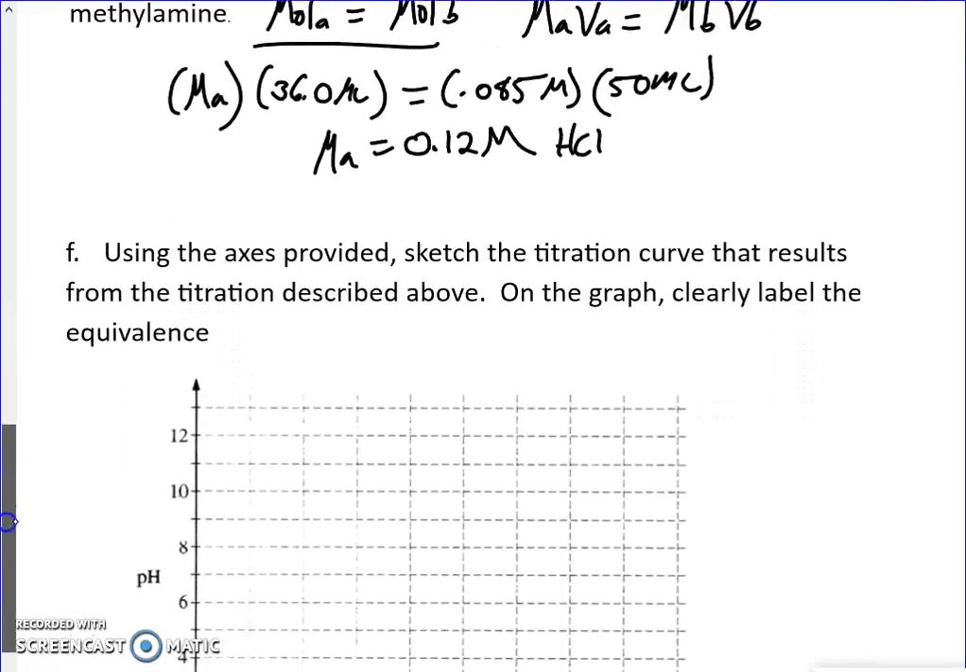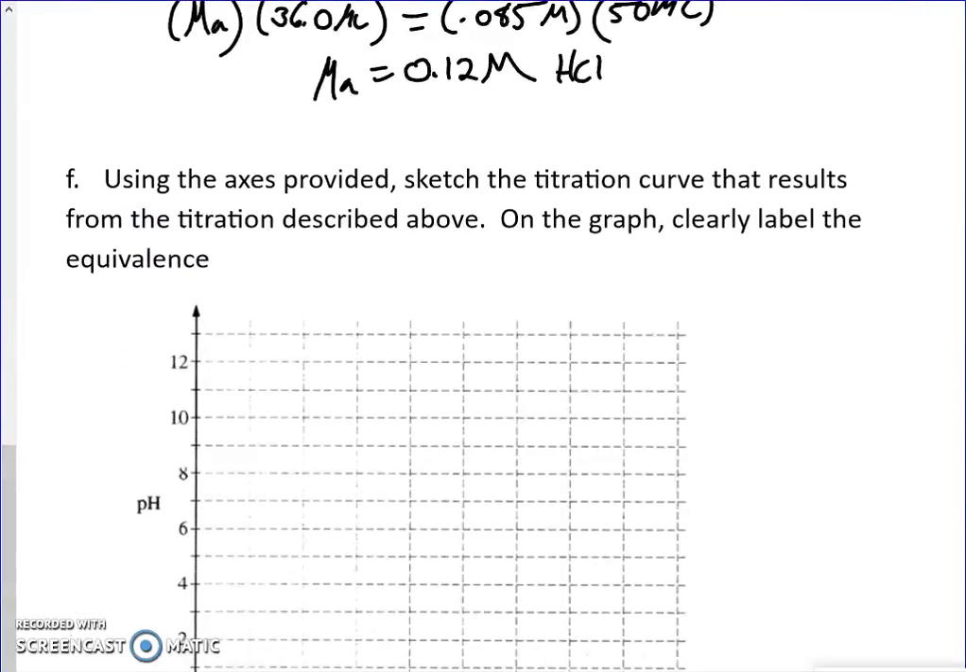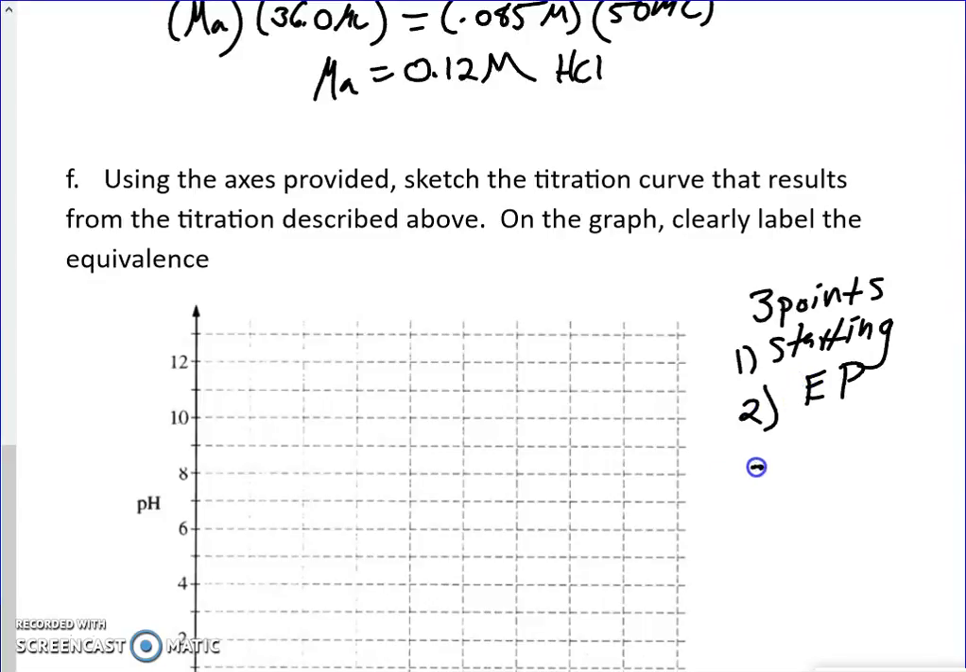Using the axes provided, sketch the titration curve. We've got a titration curve we have to draw, just like on your lab, that results from the titration described above on the graph. Clearly label the equivalence point. So there are 3 main points that we have to get here. First and foremost, the starting point, which is before the titration even starts. The second main point that we typically want on here is the equivalence point. And the third point is some type of ending point, meaning after the equivalence point, really.